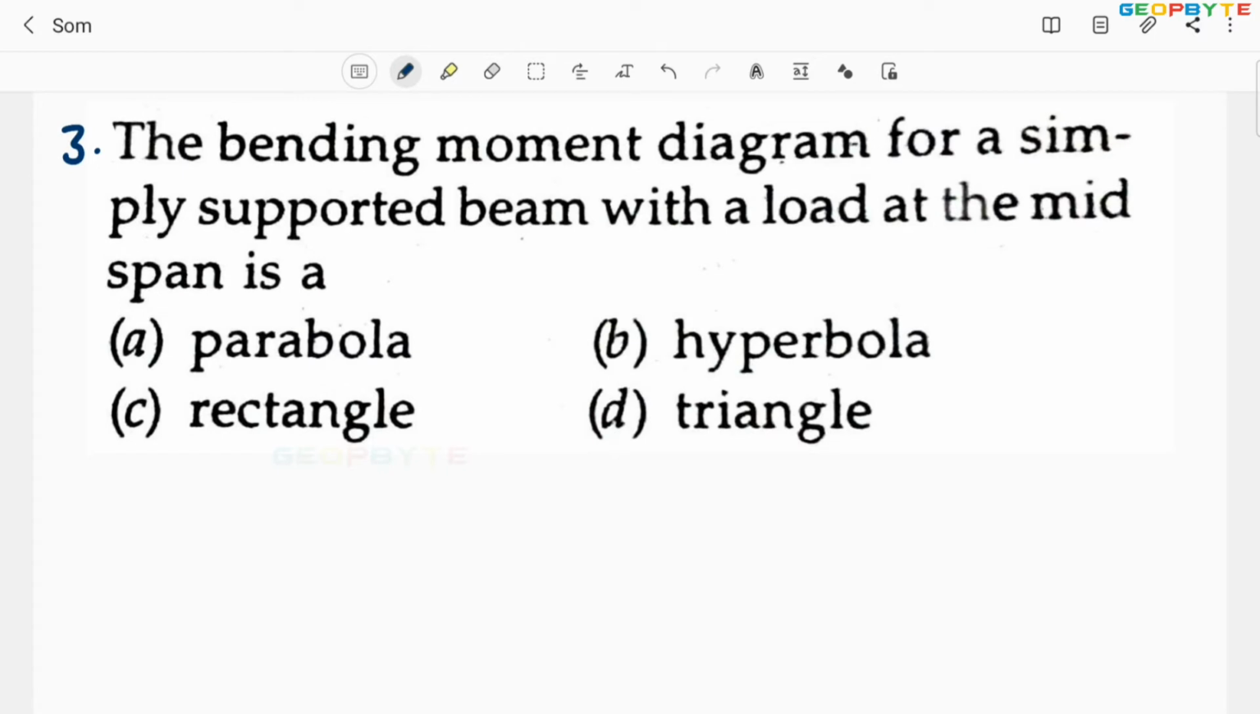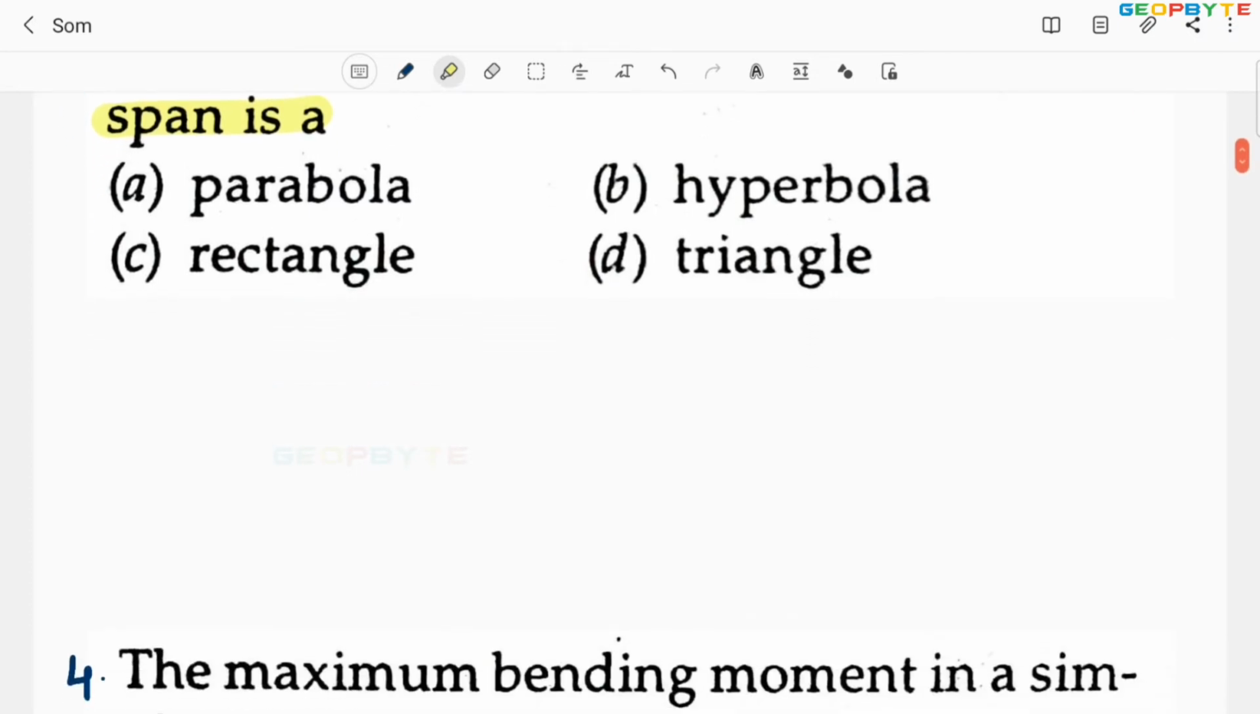Look at the third problem. The bending moment diagram for a simply supported beam with a load at the midpoint, midspan. Okay. A simply supported beam is there. On that beam, load is acting at the midpoint. Once again, the bending moment diagram for a simply supported beam with a load at the midspan.